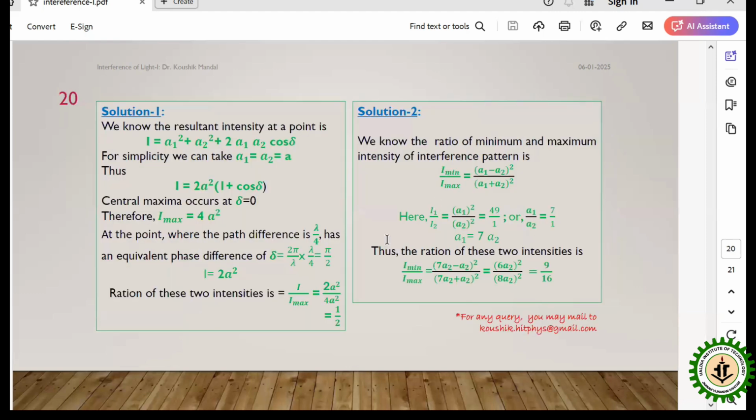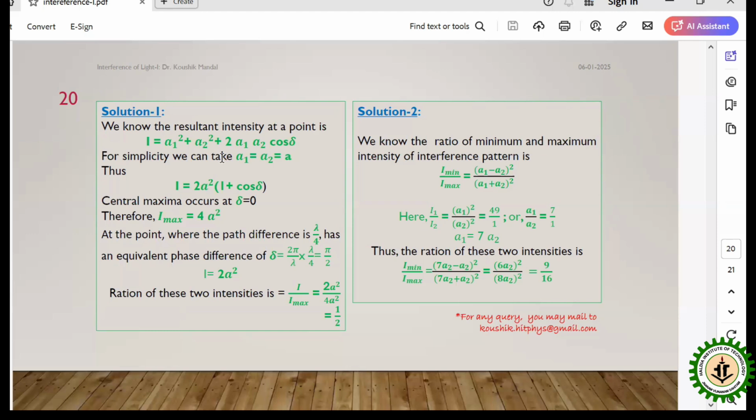See this next problem. Solution 1. We know the resulting intensity is a1 square plus a2 square plus 2a1 a2 cos delta. For simplicity, we take a1 equals a2 equals a. So the resulting intensity becomes 2a square into 1 plus cos delta. The central maximum occurs at delta equals 0, that is an even multiple of pi.